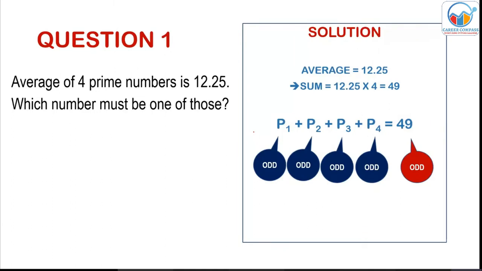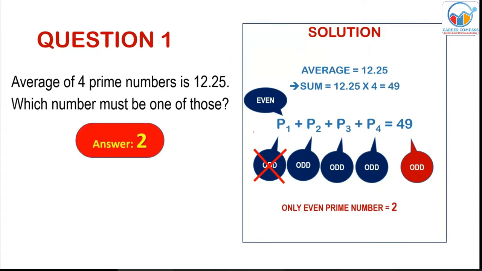In other words, out of these 4 numbers on the left hand side, one of them must be even. Now, what is the only even prime number? That is number 2. So number 2 must be one of these. Your answer to this question will be 2. Number 2 has to be one of these 4 numbers. I hope that was clear to you all.